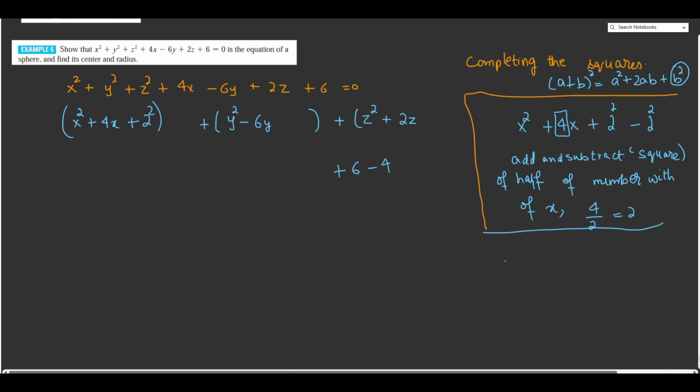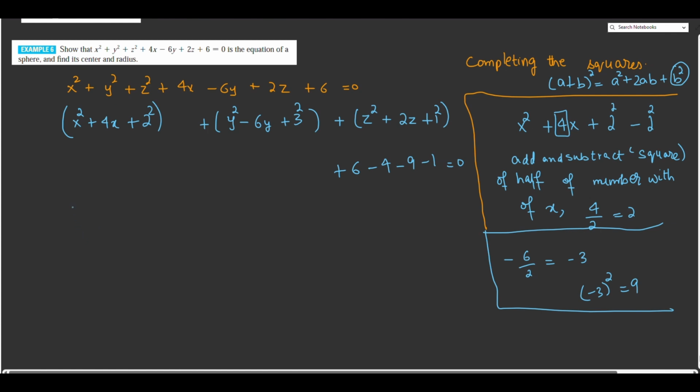Now what is minus 6 divided by 2? Minus 6 divided by 2 is equal to minus 3, and then you take the square of this, minus 3 square, which is equal to 9, or you can forget this negative sign and just write 3 square. 3 square is equal to 9, so you also need to subtract 9 from here. And similarly 2 divided by 2 is 1, so here we add 1 square minus 1 equals 0.